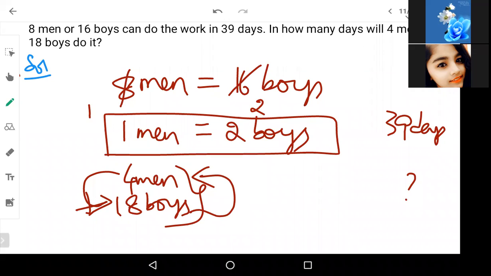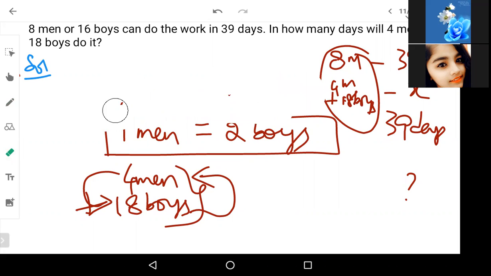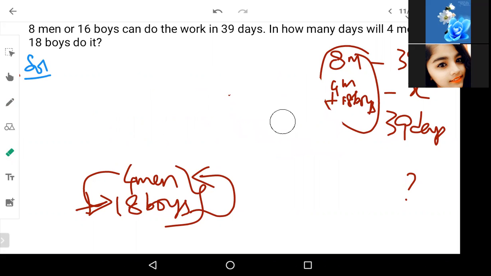Here you have 8 men doing the work in 39 days. Now in the second scenario, there are 4 men plus 18 boys who are doing the work in X days. If you see this comparison, the number of men and boys is more in the second scenario. Here there are only 8, but here there are 4 plus 18. Even if you convert, the second scenario is more.